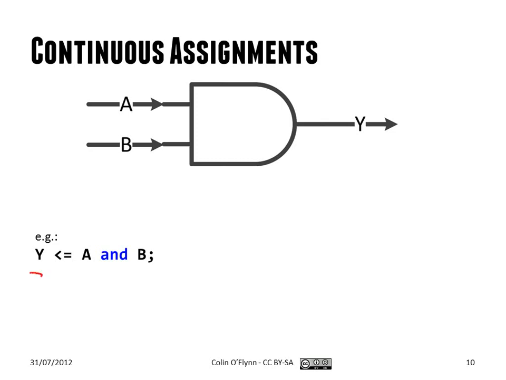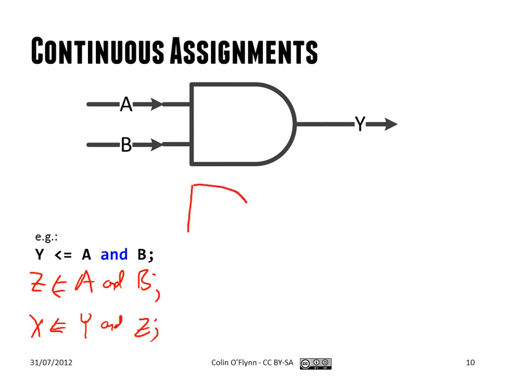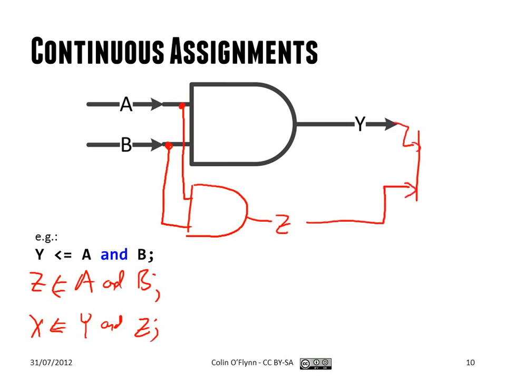So if I had a second statement, z is equal to a and b, and then x is equal to y and z, how you would physically imagine that existing is it's actually creating another AND gate here, connecting them in parallel, and it's going to name this one Z, and then it's ANDing that to create X.